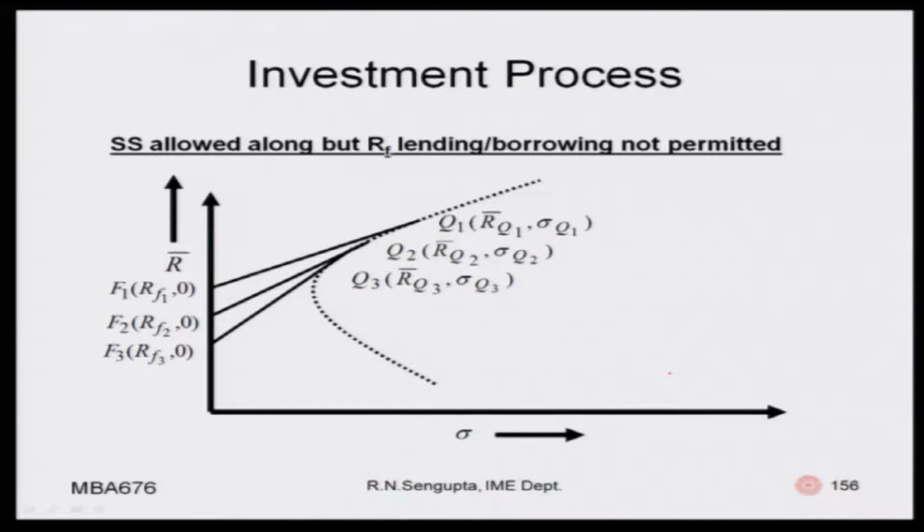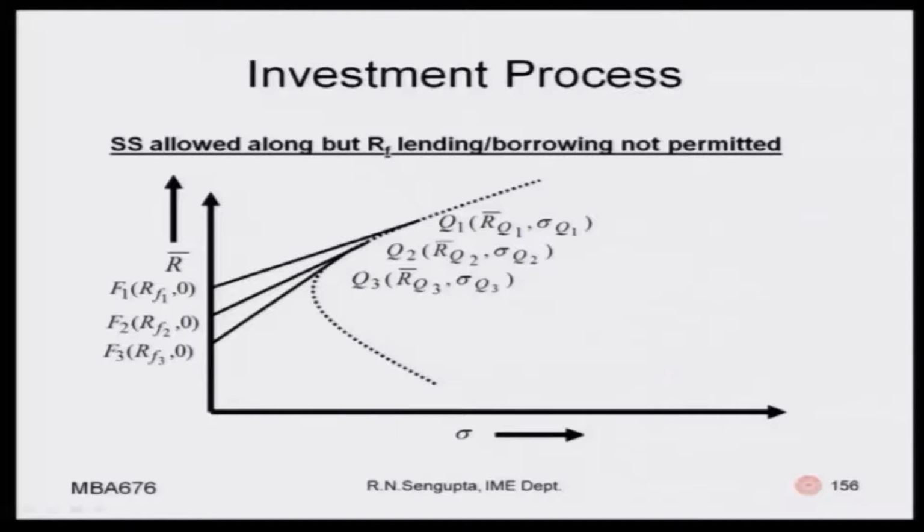Short selling allowed, but riskless lending and borrowing not possible. Again the answer is simple, you go in a roundabout way. First you take the tangent point. Now what you do is keep changing Rf, either on the upward scale or the downward scale. As you keep doing it, each of them would be tangent to different points like Q1, Q2, Q3, Q4, and so on and so forth.